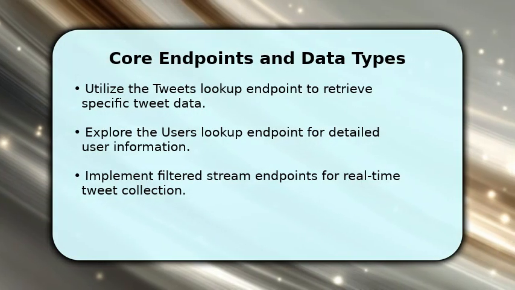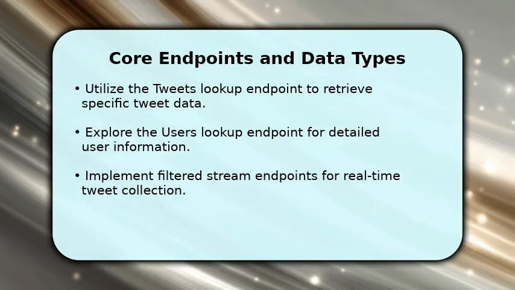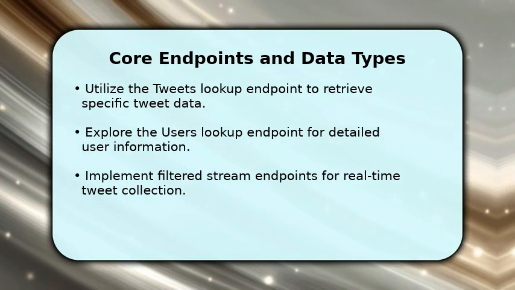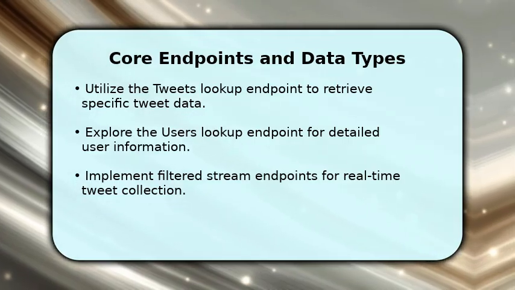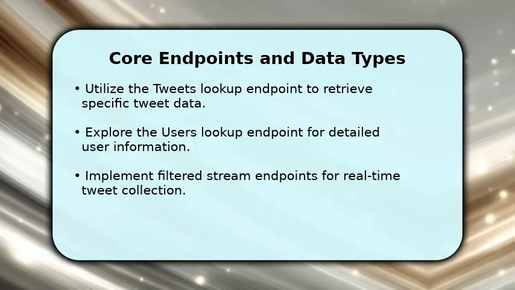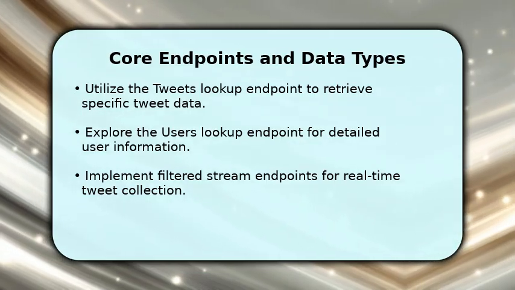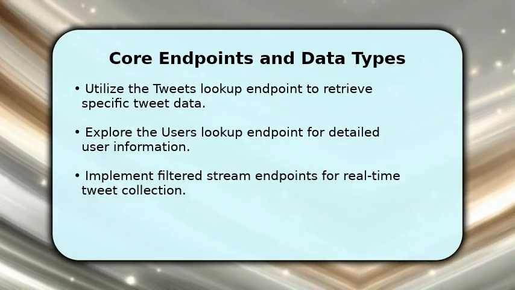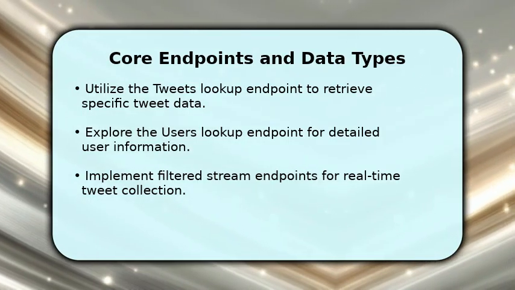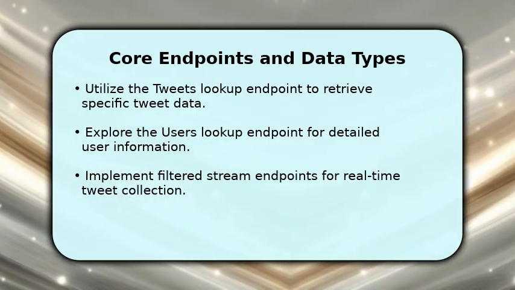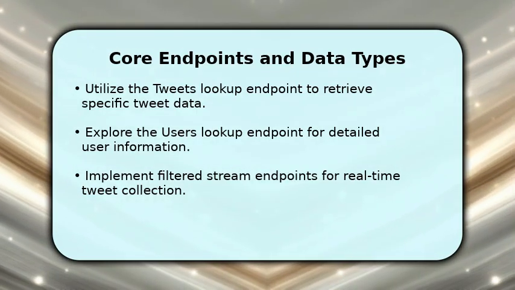The Twitter API v2 offers powerful endpoints for various data needs. The Tweets Lookup endpoint lets you fetch up to 100 tweets by ID, providing rich data. For user profiles, the user's lookup endpoint is invaluable, allowing you to retrieve up to 100 users at once. Real-time data is accessible through filtered stream endpoints, which can deliver up to 10,000 tweets per second.